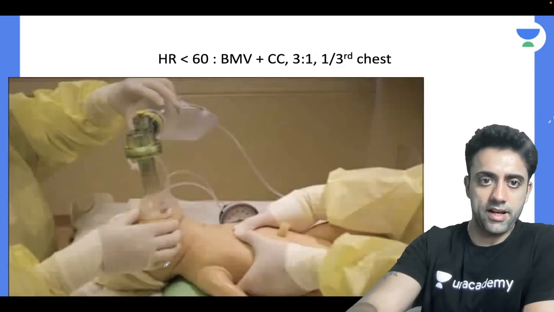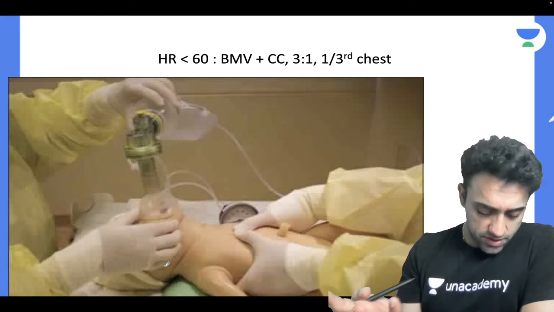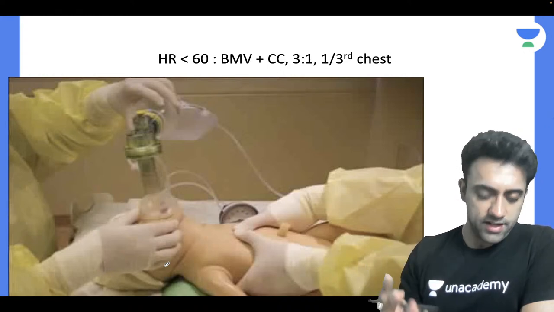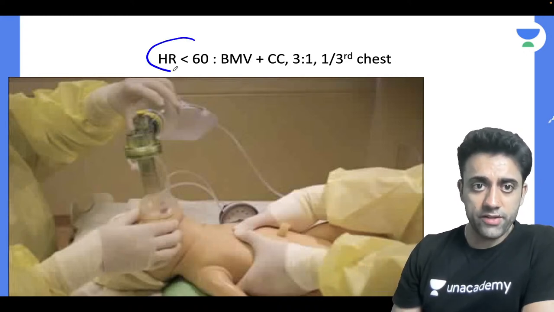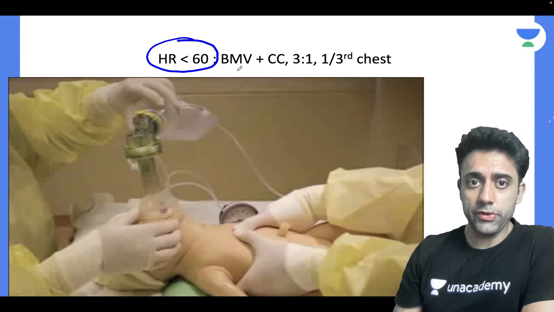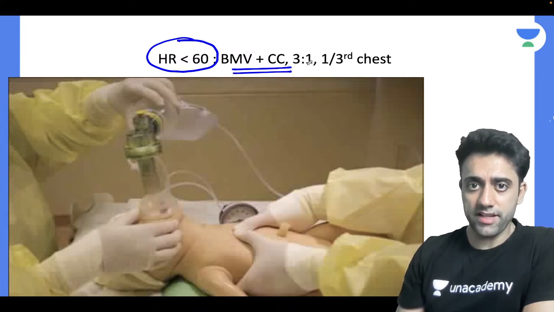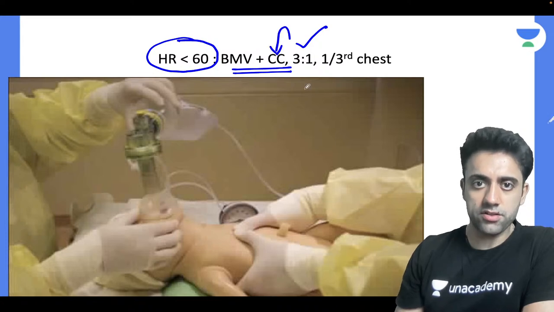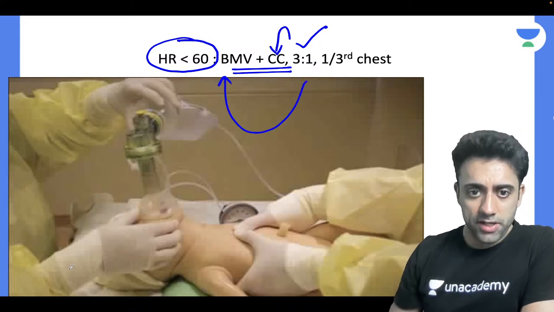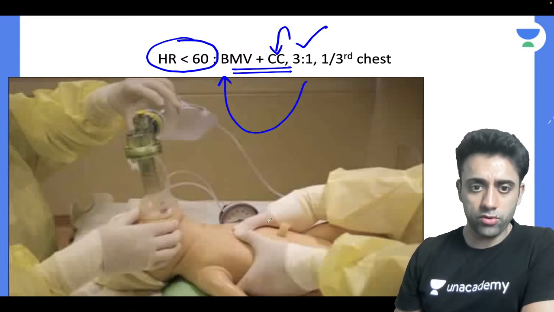Haan, main kahan tha? Okay, let me ask you again. Can we appreciate this beautiful picture? This is a very beautiful picture. If the heart rate was less than 60, what did you do? Bag and mask ventilation and chest compression, the ratio of 3:1. Like 3 chest compressions and 1 bag and mask. Can we appreciate this picture, guys? Yes or no, bro?